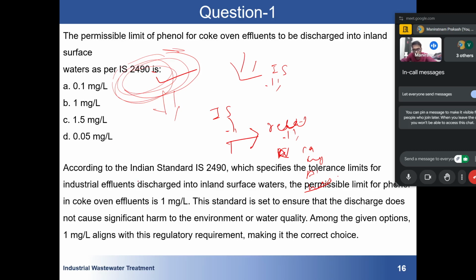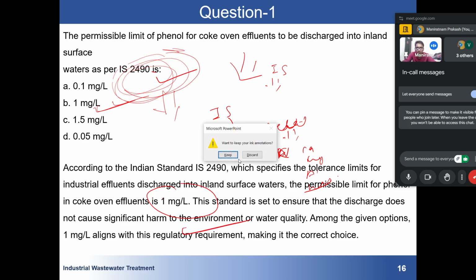So here we can see that as per Indian standard IS 2490, which gives the tolerance limit for industrial effluent discharge into inland water, the permissible limit for phenol is 1 milligram per liter. So the correct answer is B, 1 milligram per liter. This standard is set to ensure that the discharge does not cause significant harm to the environment or water quality. Among the given options, 1 milligram per liter is the one required, making it the correct answer.